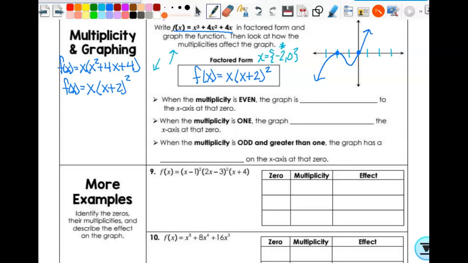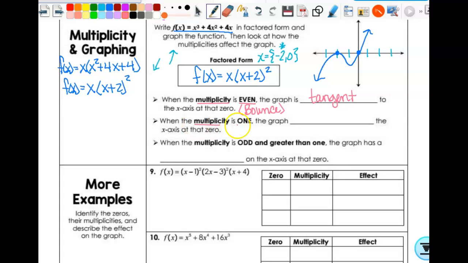So when the multiplicity, we're talking about the factors. When the multiplicity is even, okay, so like this, we do get a bounce, right? But what's our real word for bounce? Tangent. The graph is tangent to the x-axis at that 0. So that's a bounce. That's what we think about when we're graphing it, but we need to know that that means that it's tangent, okay? Just touches it at that point.